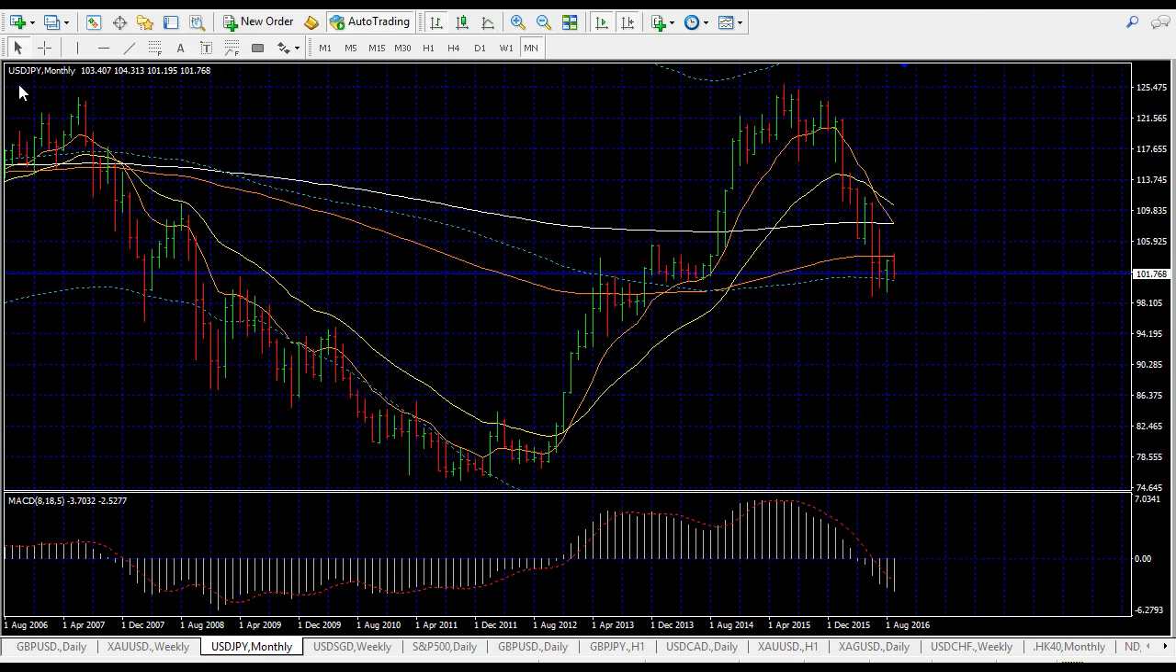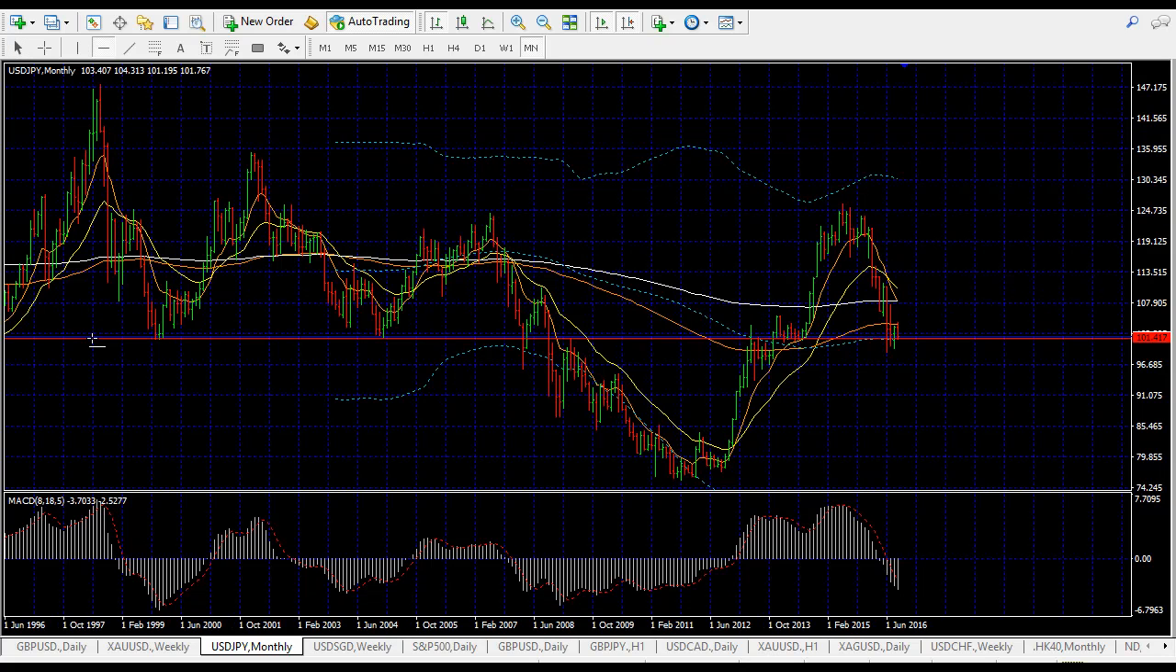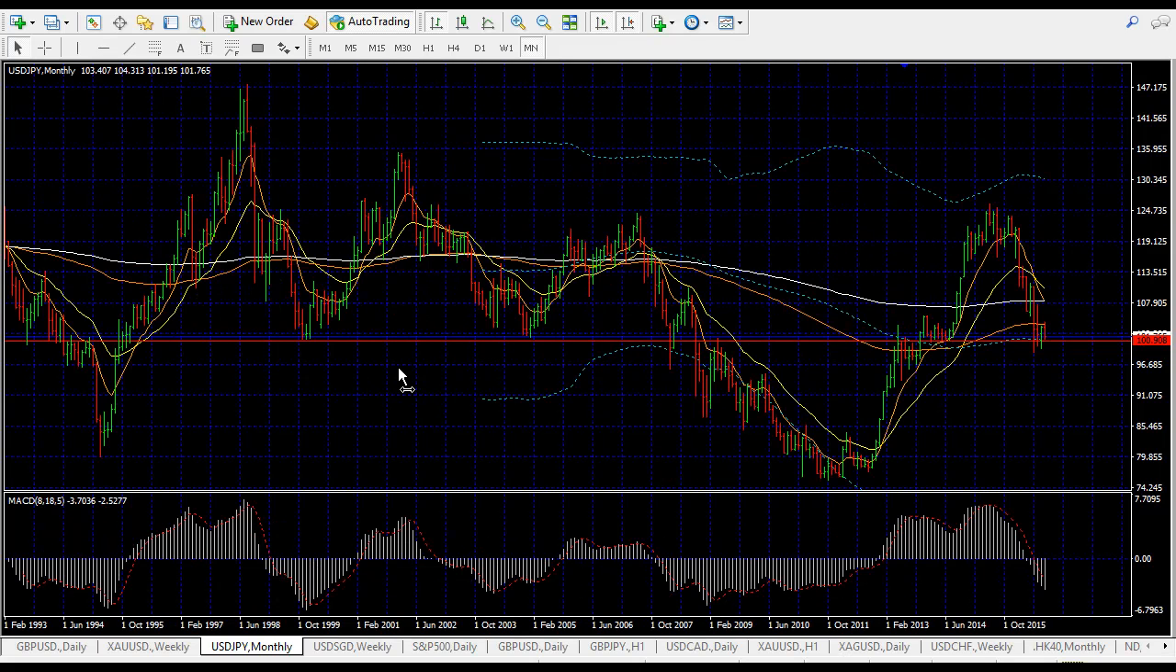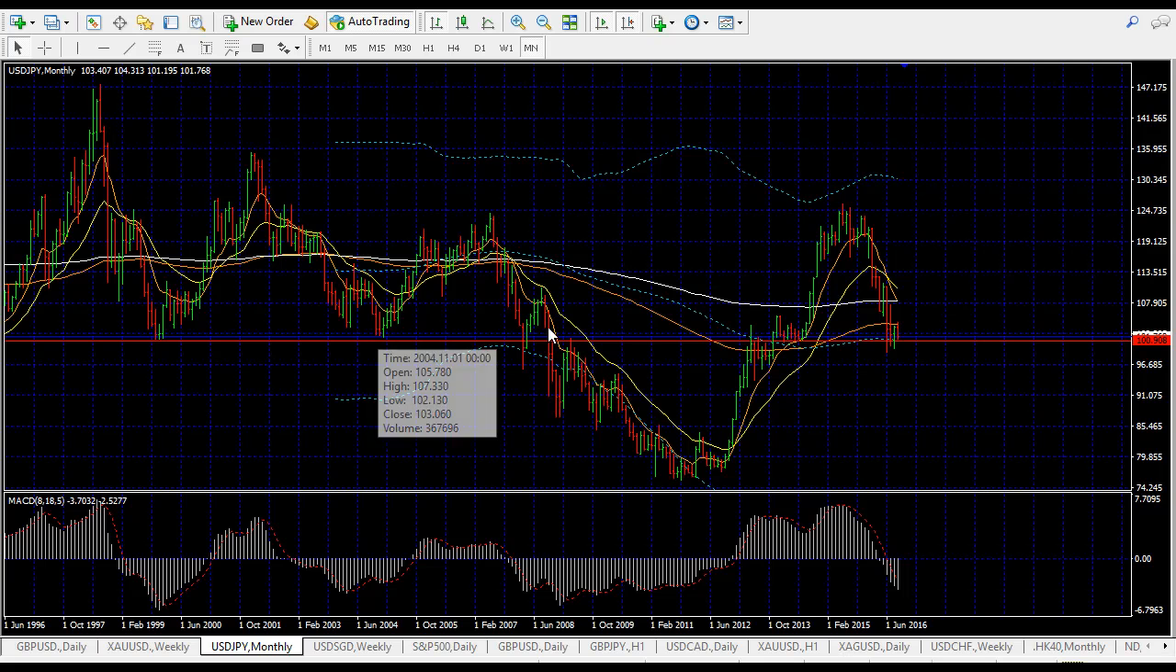Next pair, dollar yen. So dollar yen, this is the monthly time frame. It's the same thing, been in sideways consolidation over here for a couple of months, and if I put a line somewhere here, we can see as a whole this is a pretty crucial level, right? The lows here in 1999, 2004, 2012 it tested, broke through, came back down to test this area again in 2012 and 13, right now in 2016.